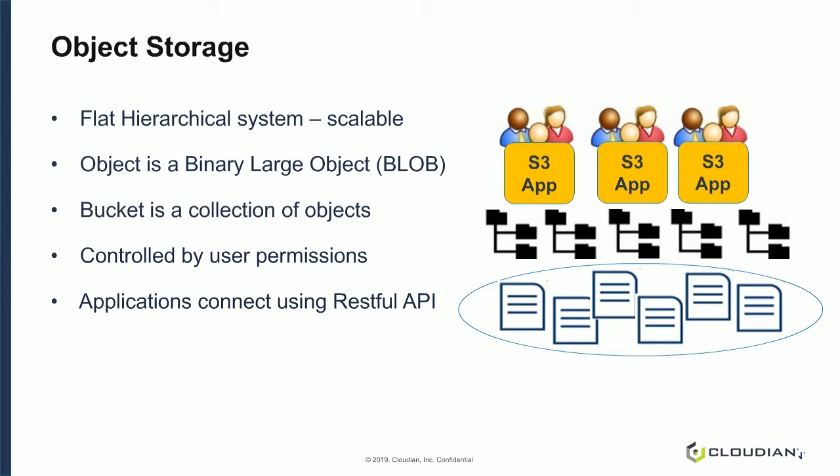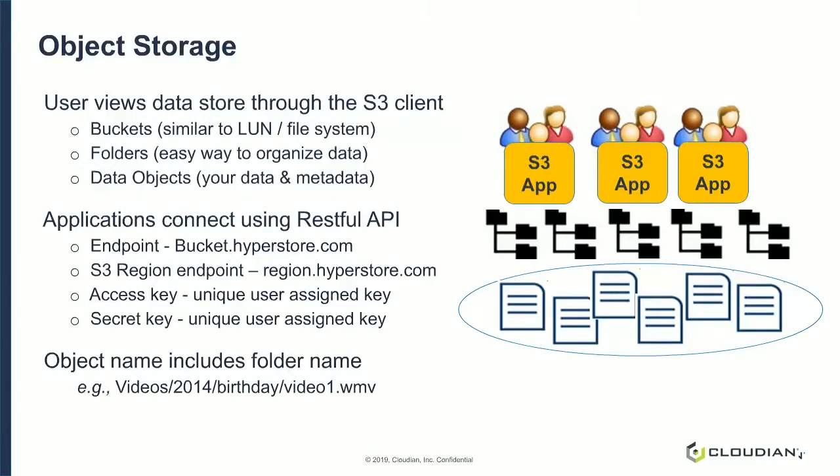So basically, you have a bucket, which is a collection of objects, and you control the access through permissions. The data is accessed using RESTful APIs. And when you talk about RESTful APIs, what the users see is an S3 API client, which is a RESTful API, and you access buckets, which are similar to, let's say, a LUN or a file system. Folders are an easy way to organize. Think about them as directories. And data objects are actually your data with metadata on it.